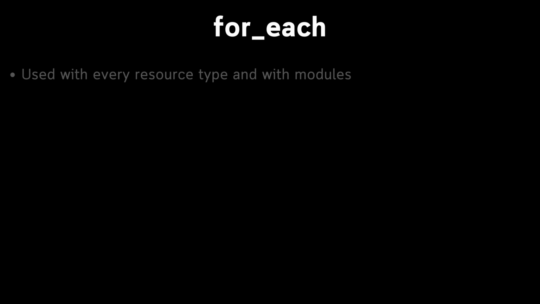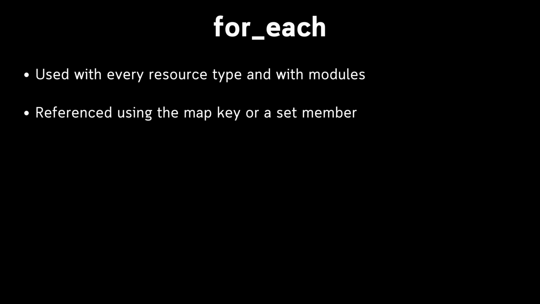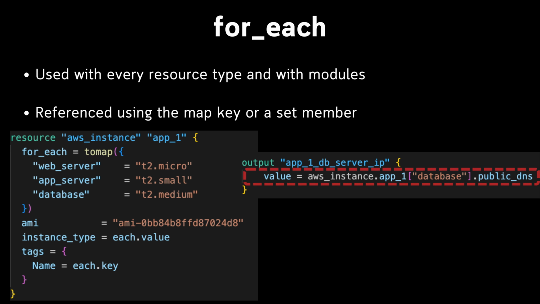Like count, for_each can be used with any resource type or module. Just remember that its value must be known before the resource block uses it. We're gonna see that in action in the demo very shortly. When it comes to referencing instances created with for_each, they can be identified by the map key or a set member used in the for_each value. Here we are using the database key to reference the public DNS of one of the instances that was created by the resource block above, which is using for_each to create multiple instances.